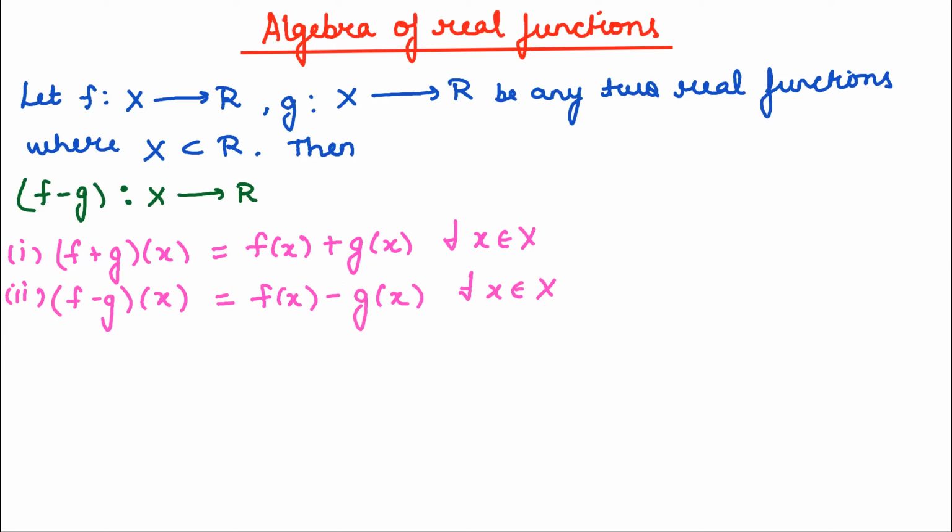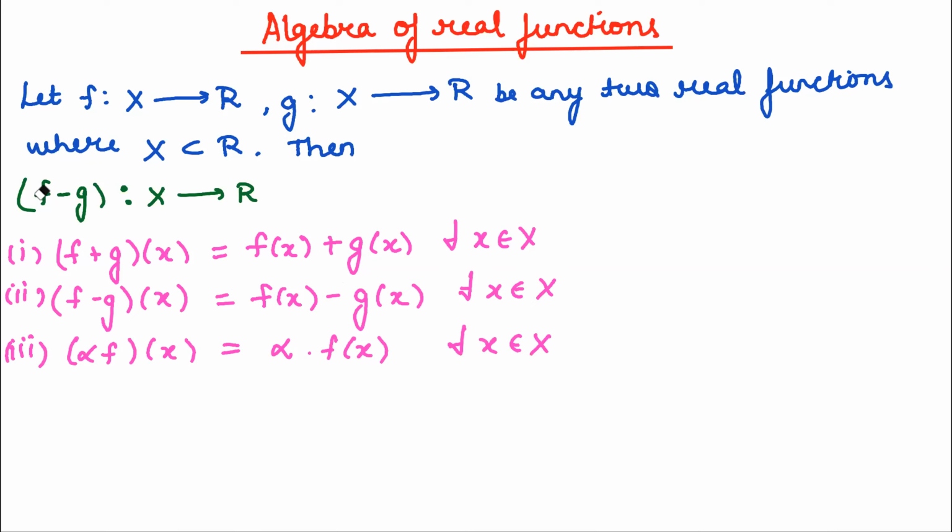Now, if you have to define the scalar multiplication of a function, that means let's say alpha is a scalar. So alpha f of x is given by alpha into f of x. So the constant is just multiplied with the function. And this is for all x belongs to x.